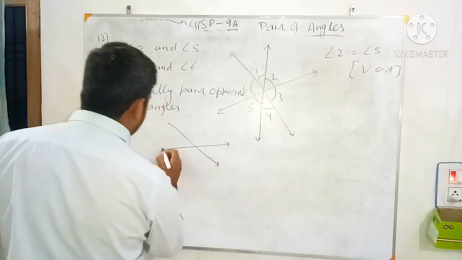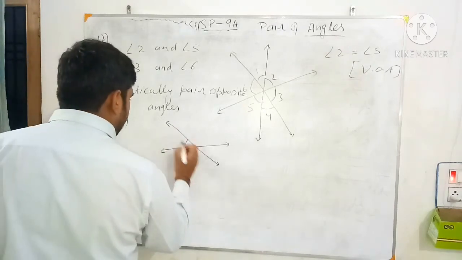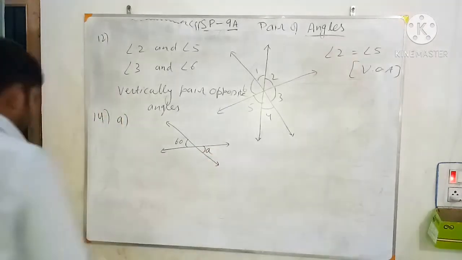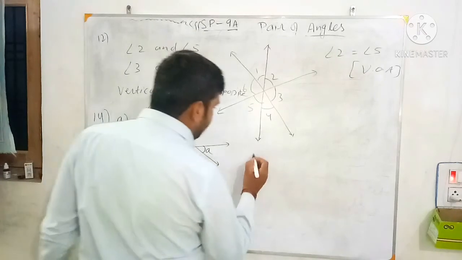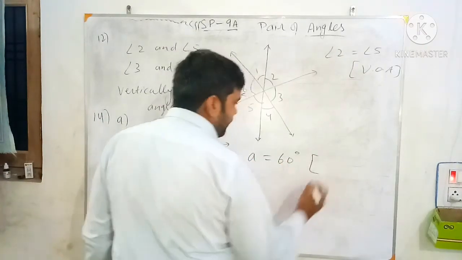So two lines are intersecting. This is 60 degree and this is A. So A is equal to 60 degree. The measurement of angle A is equal to what you write? A is equal to 60 degree. Reason: vertical opposite angle.